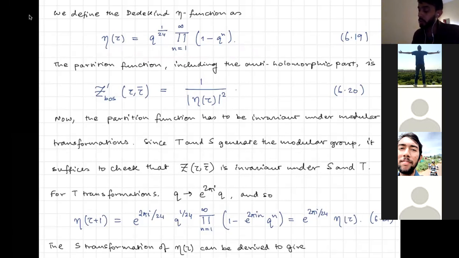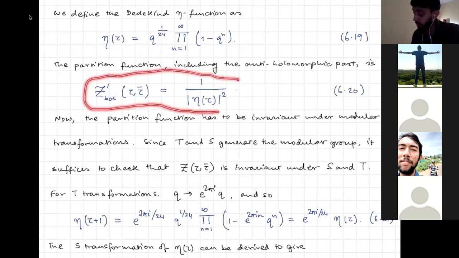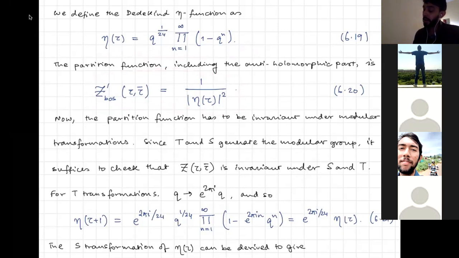So now, we have just looked at the left moving sector. We also need to get the right moving sector, which yields a similar answer. So the answer at the end of the day, what we find is that the partition function of this boson is just 1 over modulus of eta tau the whole squared. All right. So that was nice. That was quick and easy.